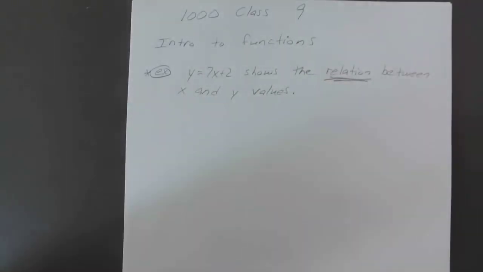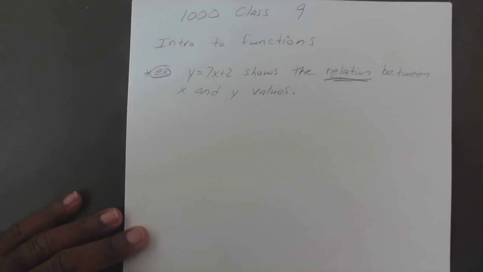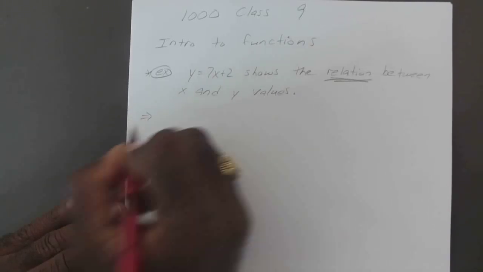Okay, so if you plug in x equals 0, you get a y value of 2. You plug in x equals 1, you get a y value of 9. You plug in x equals 2, you get a y value of 16, and it keeps on going. So that's kind of their relation. If you plug in one value, you get another value.